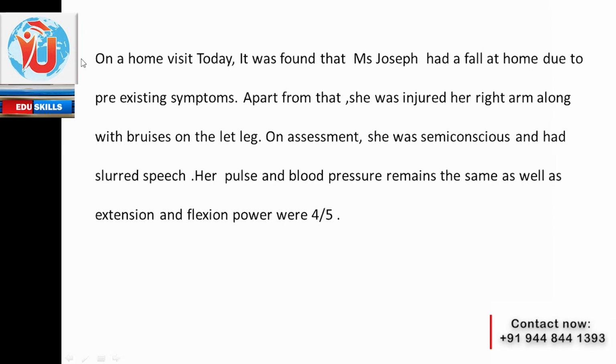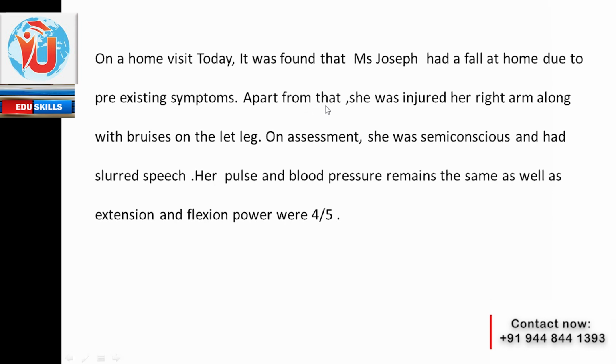Here you see, we are writing a letter to the doctor. You can write "today during the home visit" or "on a home visit". Both are right. It was found that Miss Joseph had a fall due to pre-existing symptoms. Why did I choose this word to write here? If we write the headache again, it goes on repeatedly. So it is better to use a synonym, pre-existing symptoms. That means the same symptoms we said earlier. Due to that symptom, she had a fall at home.